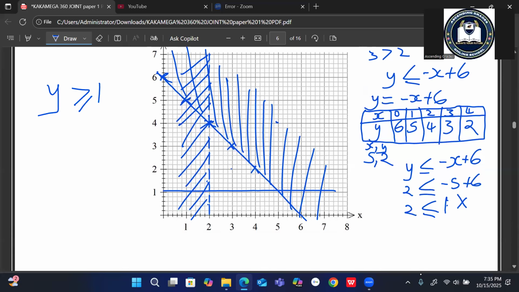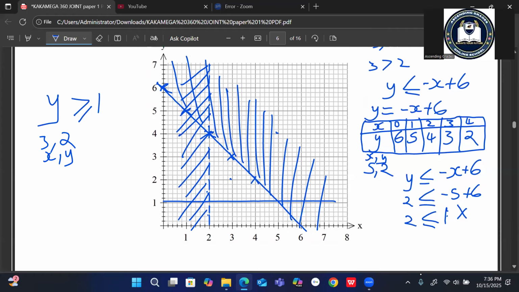So having drawn that line, you may decide to take any coordinates. For example, that one, that is 3, 2. This is our x, this is our y. So y is 2, which is greater than 1. So that is correct. So that is the wanted part. Our unwanted part is the other side. So this is the required region. We call it region R.